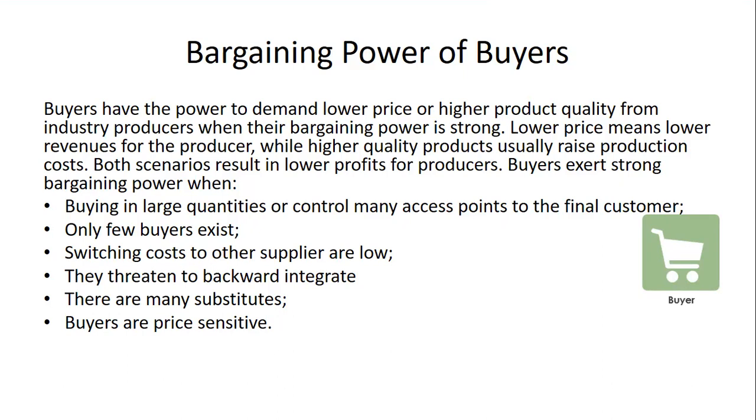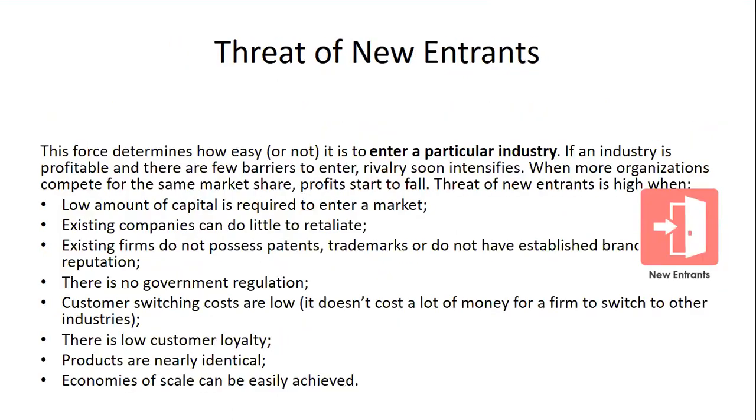The threat to backward integrate. In suppliers we saw forward integrate. There are many substitutes and the buyers are price sensitive. So these conditions say that buyers exert a strong bargaining power. So here you are going to get questions on this only.